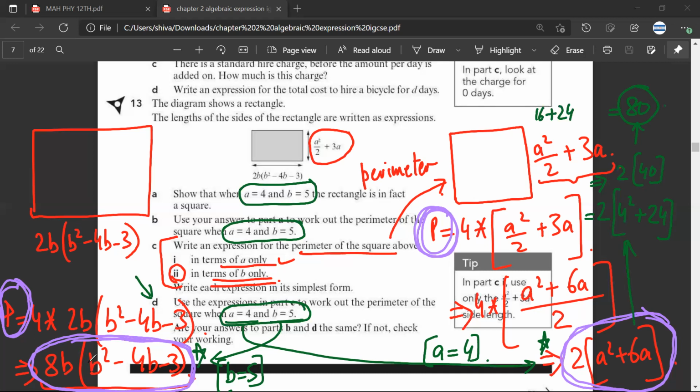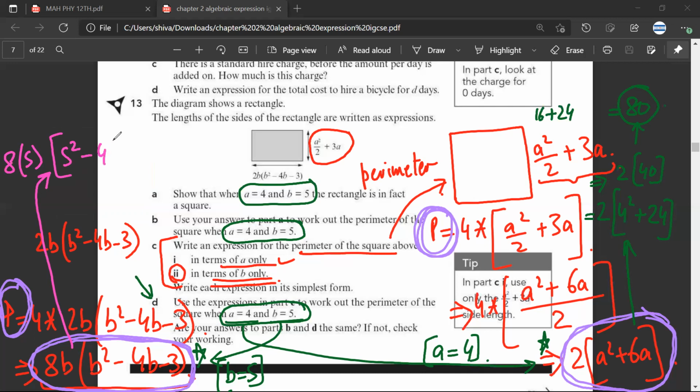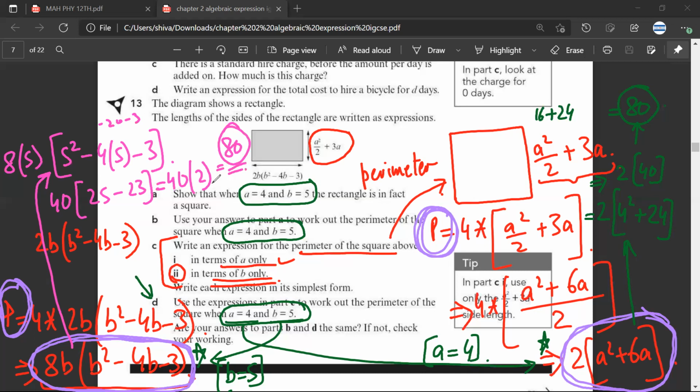Now when I come here I have to put the value of b is equal to 5. So I need to put the value of b is equal to 5 here. So 8 into 5, 5 square minus 4 into 5 minus 3. So this would be 40 into 25 minus, this would be 20 minus 3. This would be minus 23. This would be 40 into 2. This would be 80. Satya, have you got the logic?